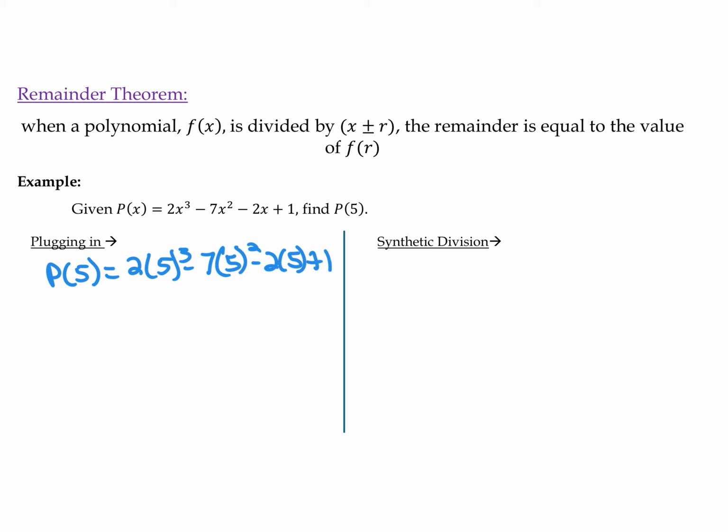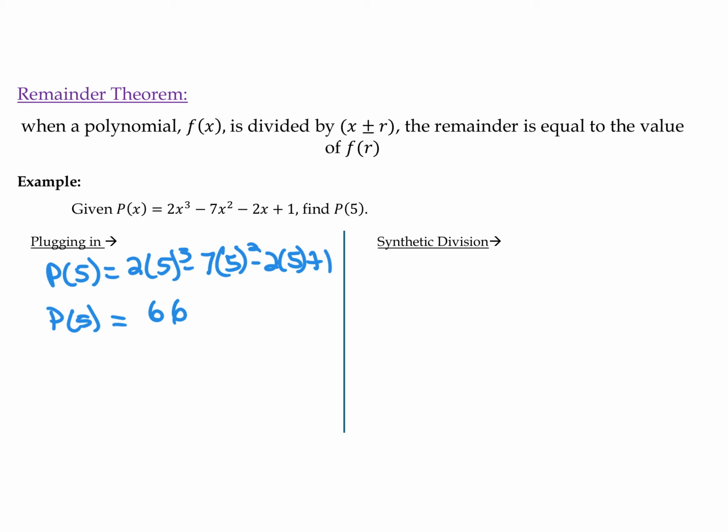And to get the answer, I'm simply going to type in the right-hand side into Desmos. I can type it in as one whole problem, and I find the answer is 66. So the value of this function when x is 5 is 66.